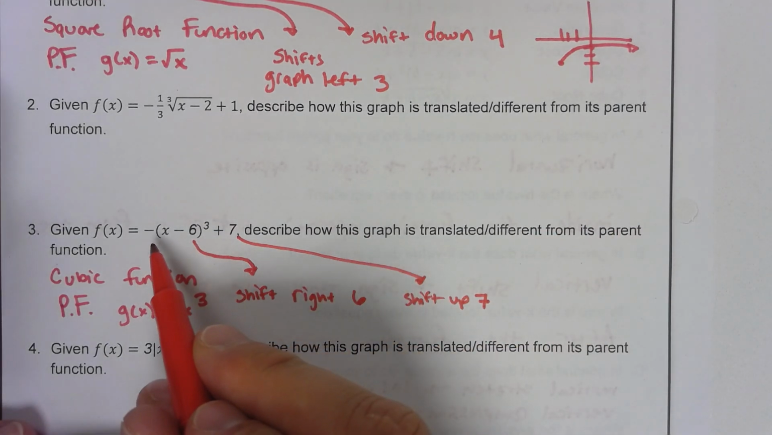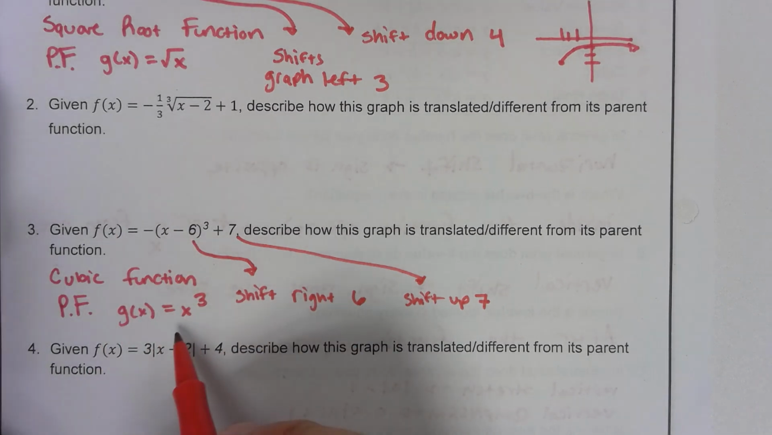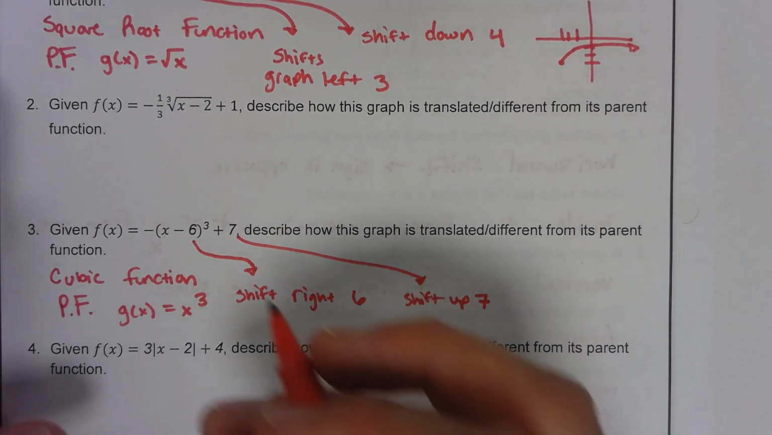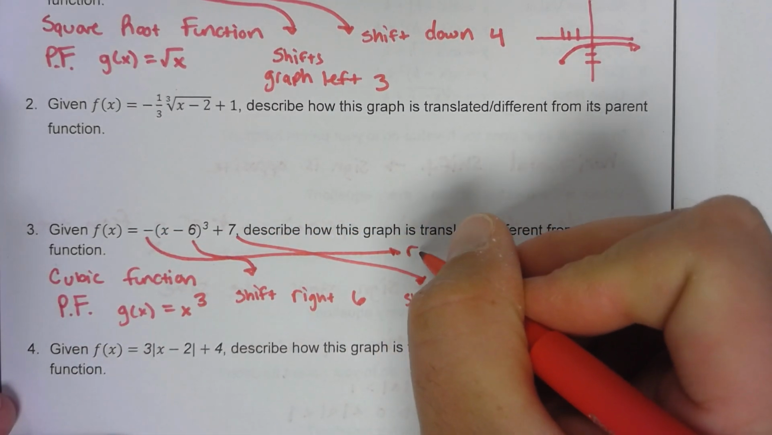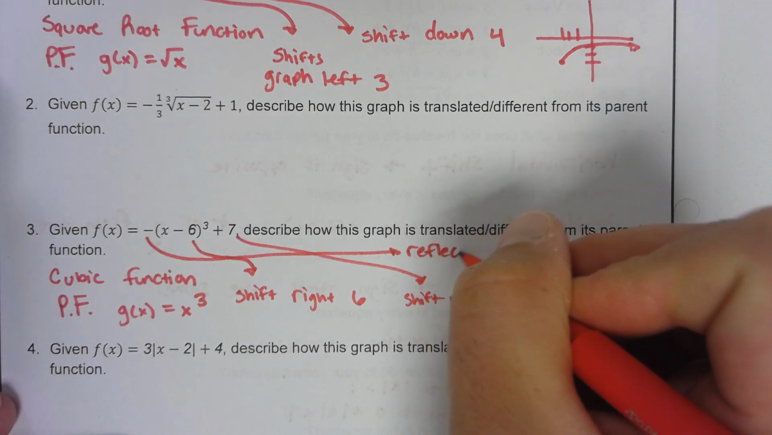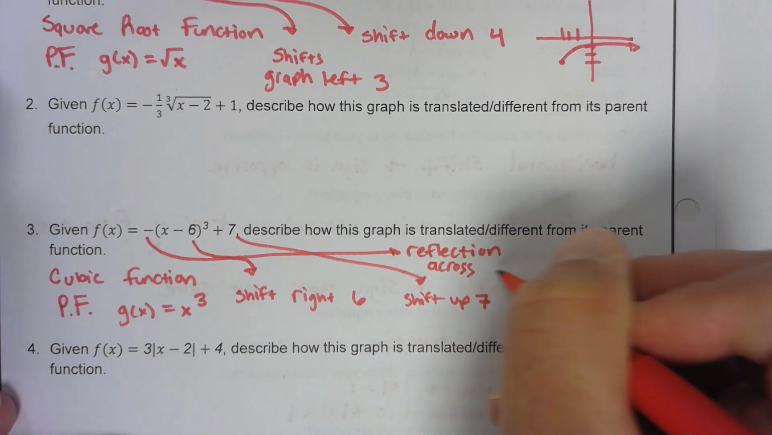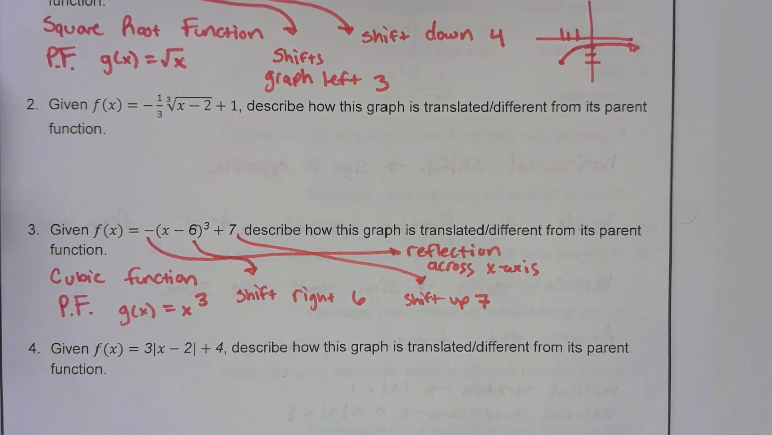Now, the last thing is this negative. That's still a transformation. And that's why I want to start with what is the parent function, because anything else that's different is a transformation here. So this negative is a reflection, and it's a reflection across the x-axis. So those are the main things that I for sure want us to be able to do with all these equations.